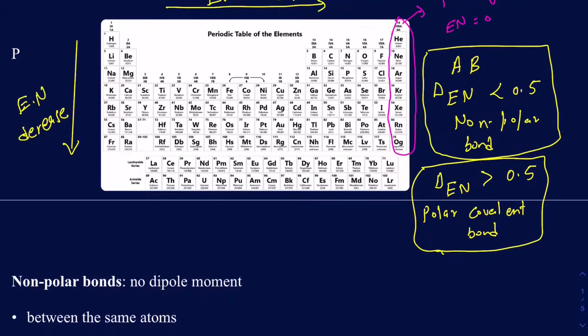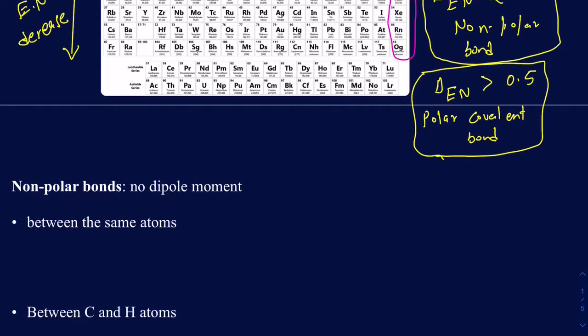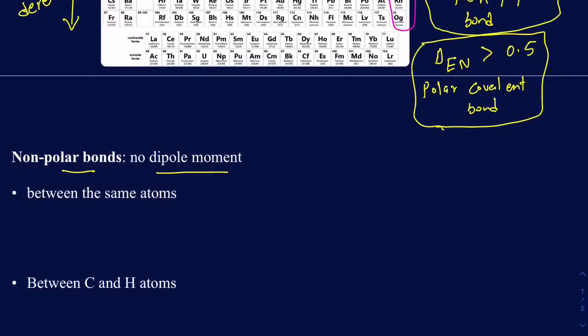So let's talk about these bonds right there. We just mentioned the nonpolar covalent bonds, so there is not going to be any dipole moment. You can use the values to figure out the polarity of the bond, whether it's going to be nonpolar or polar, if you're given the values. But if you're not given the values, then you can just look at the electronegativity trend in the periodic table.